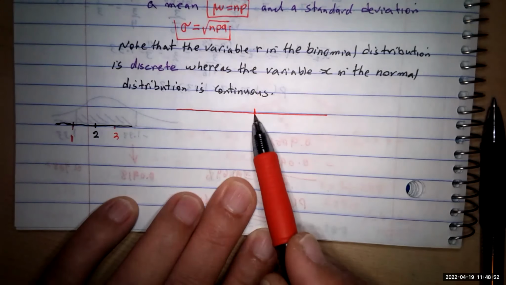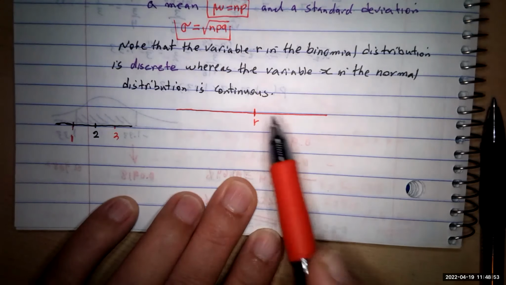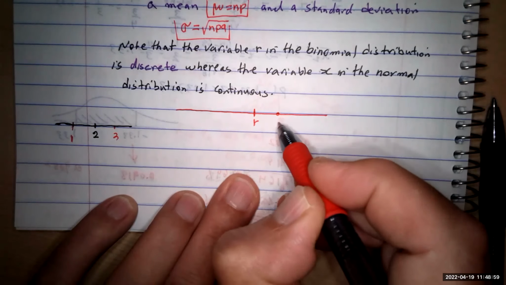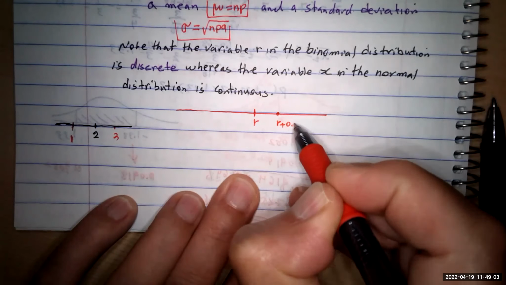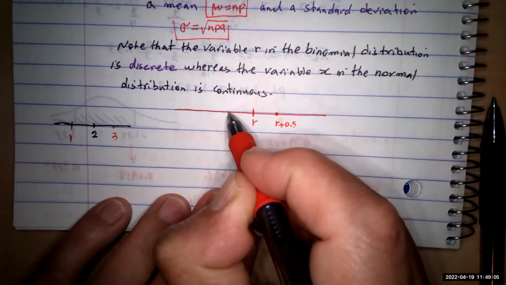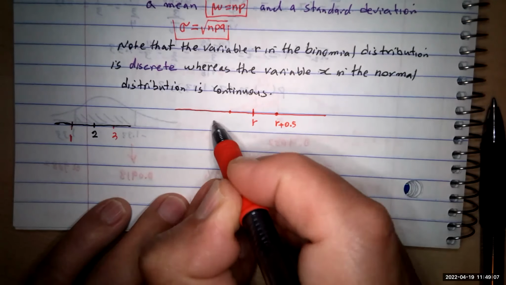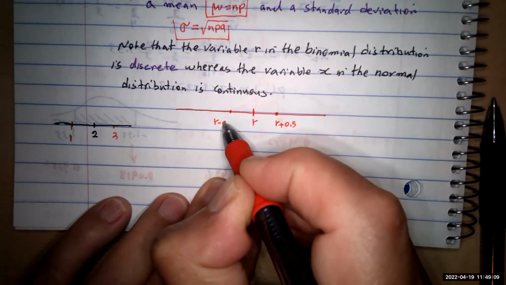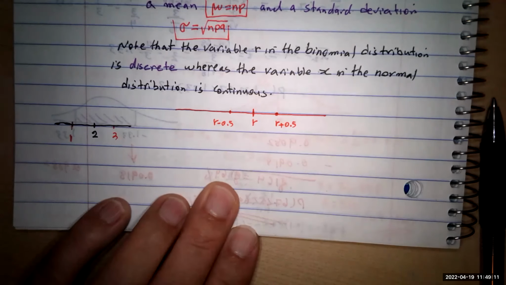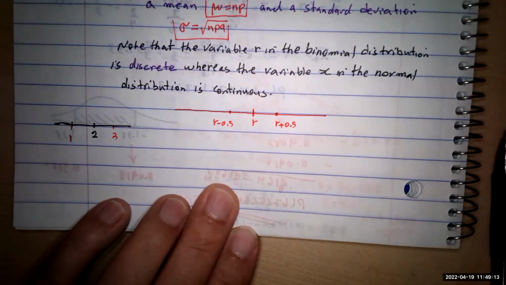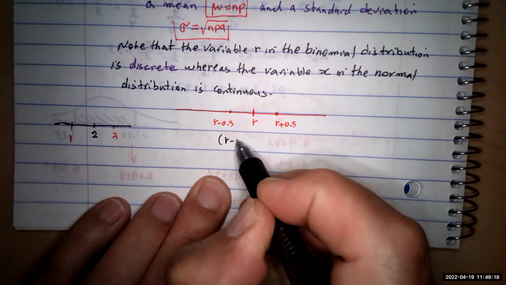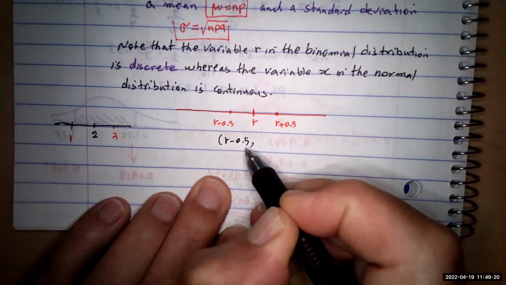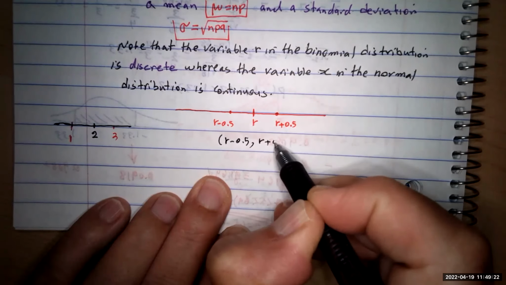So this is going to be R. Suppose you go to the right, how much? As much as 0.5, so it's going to be R plus 0.5. And you go to the left, how much? R minus 0.5. The interval that we are going to consider is R minus 0.5, comma, R plus 0.5.